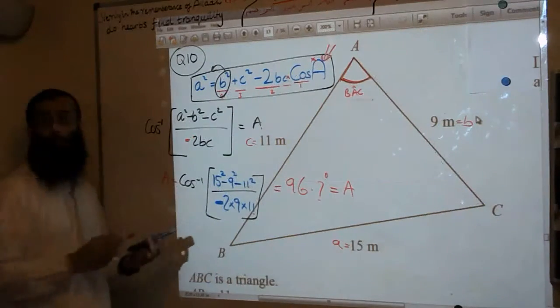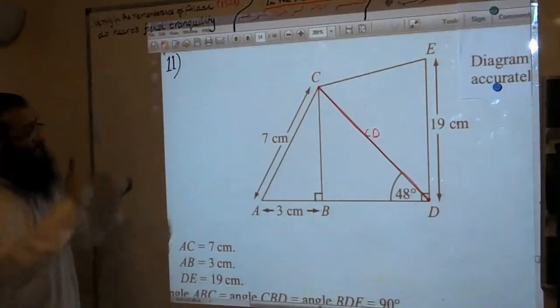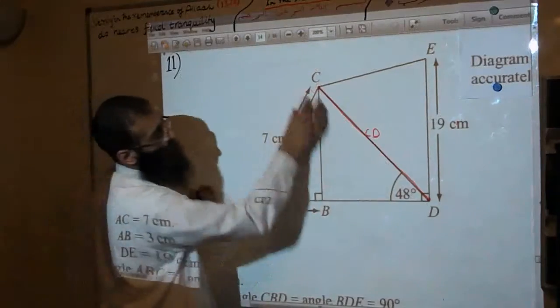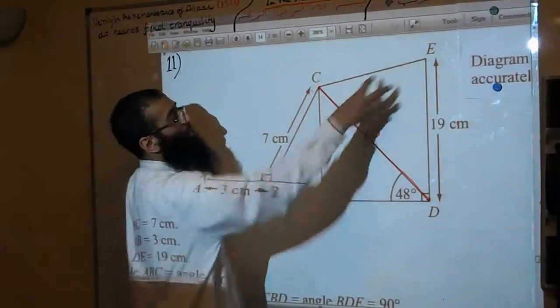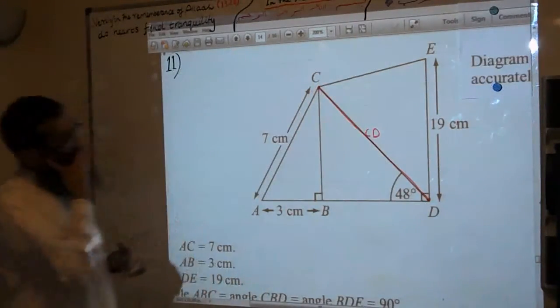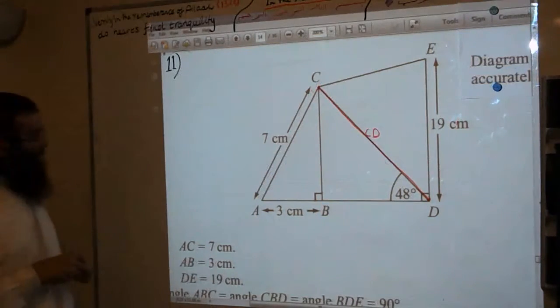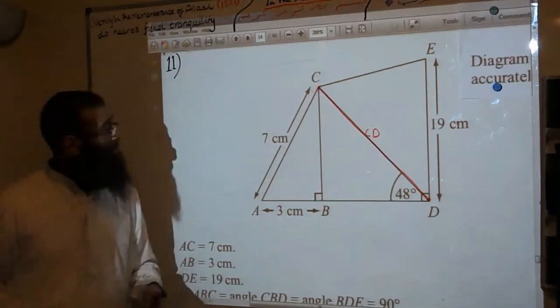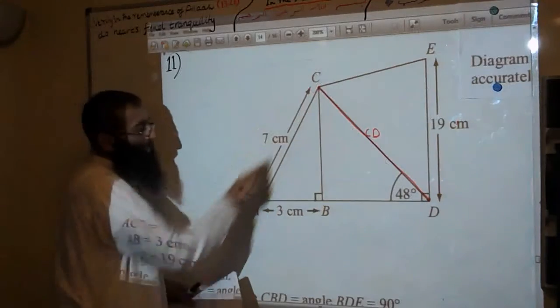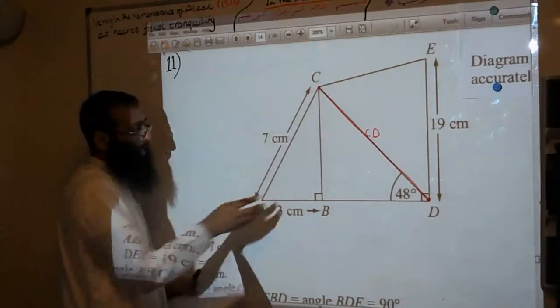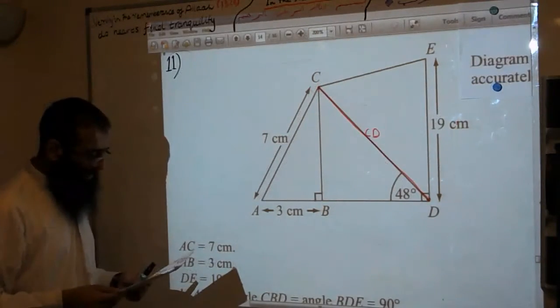Okay, right. Triangles got triangles inside triangles. So one triangle, two triangles, and another third triangle over here on the side. The question says, first of all, we have to work out, so they give you some measurements of this right angle triangle here of 7 and 3. It says, work out the length of CD.